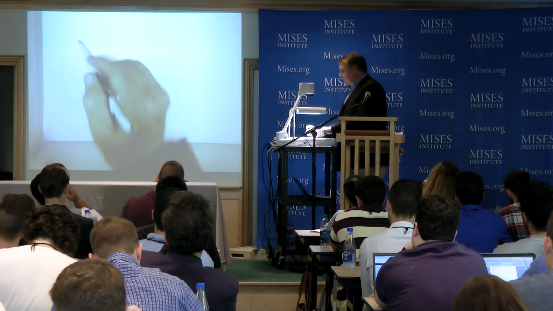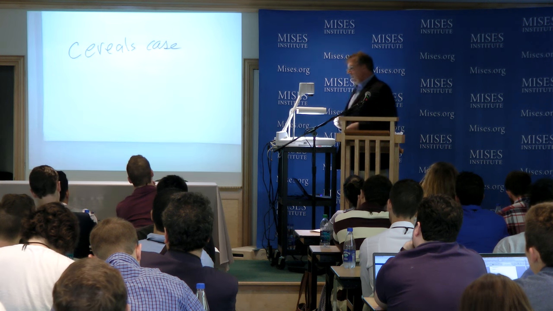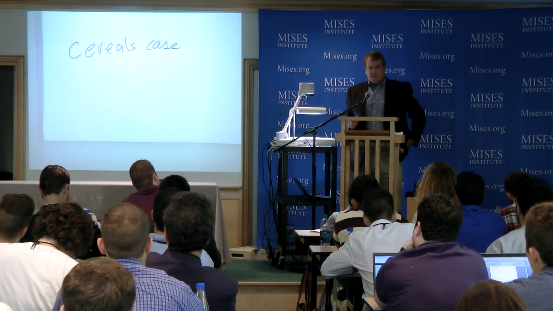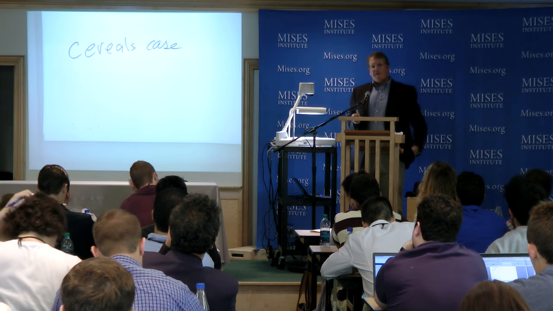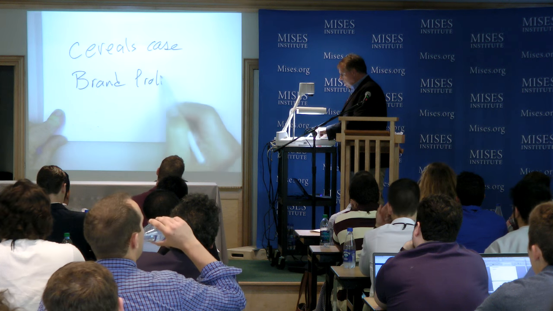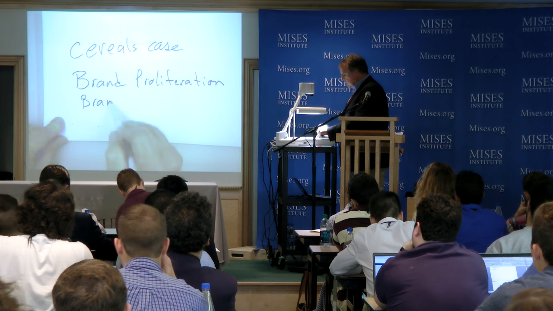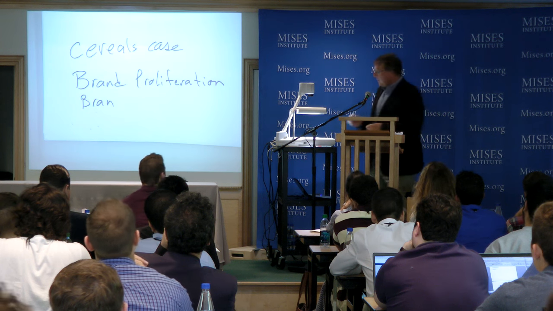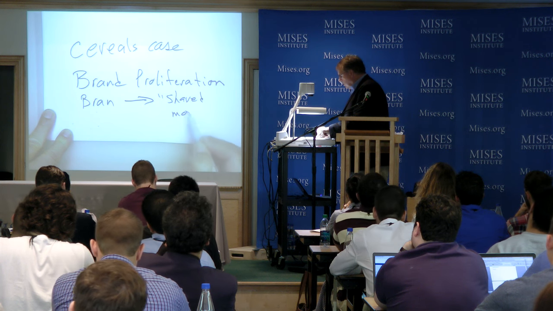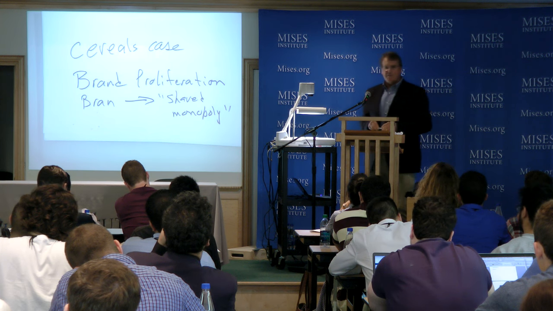In the antitrust area, there's a famous antitrust case that's known as the cereals case. This was in the late 1970s, early 80s, where the Federal Trade Commission sued General Mills, Kellogg's, and General Foods for what they said was brand proliferation. And they claimed that created a shared monopoly. It wasn't a regular monopoly. It was a shared monopoly by these three big companies, so the government said.